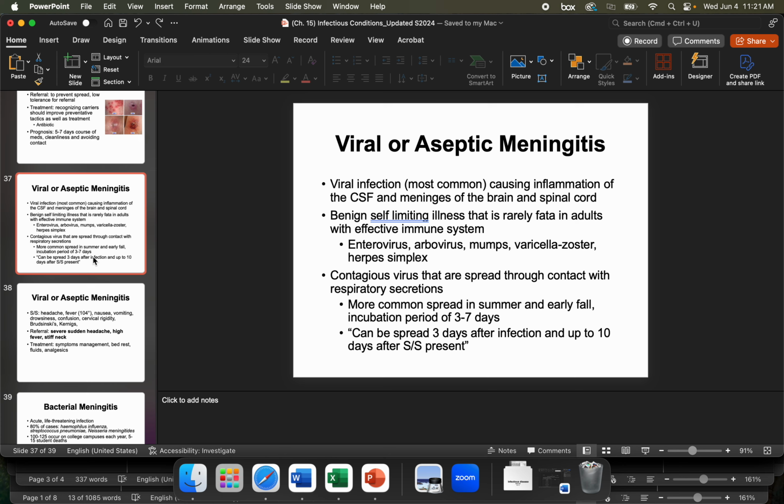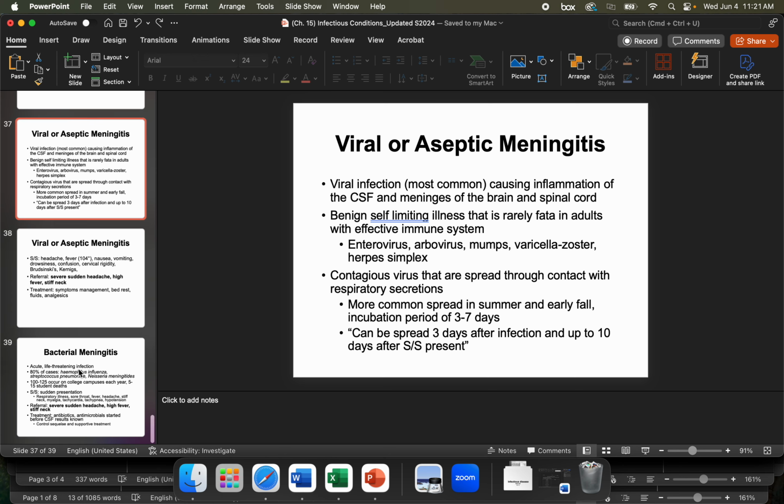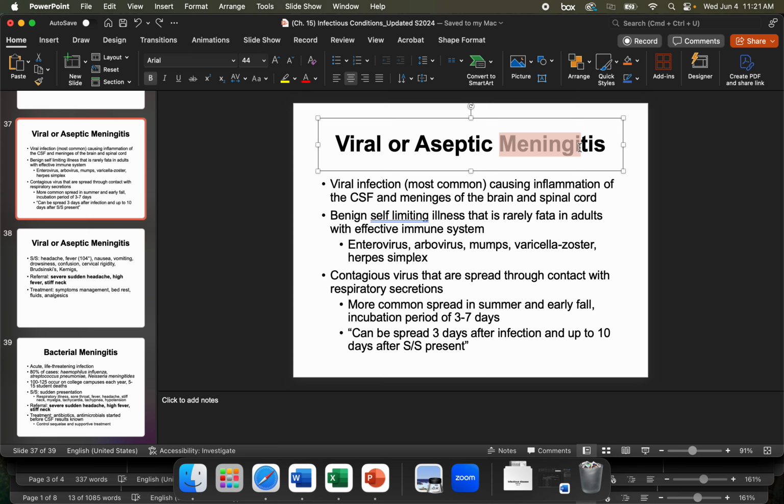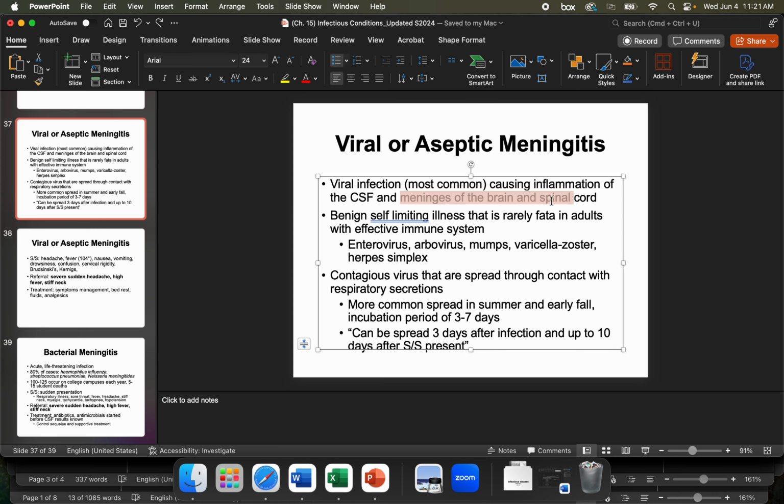Finally, meningitis, viral or bacterial meningitis. Okay, so viral infection, most common. Remember, meningitis is inflammation of the meninges, found near the brain and the spinal cord. It's a contagious virus that spreads through contact and respiratory secretions. Meningitis rears its head every year, fall and winter, it seems like.